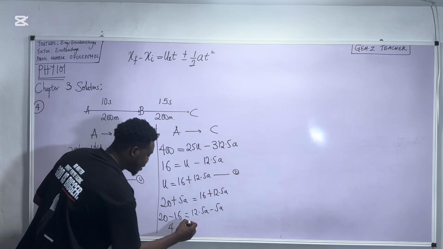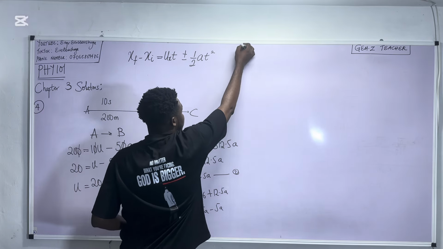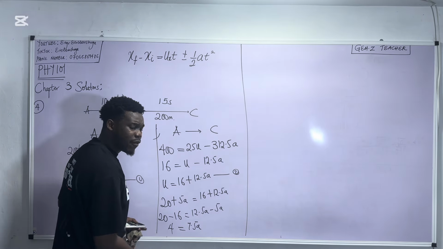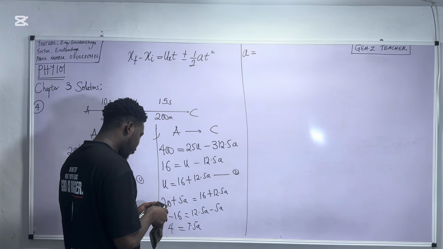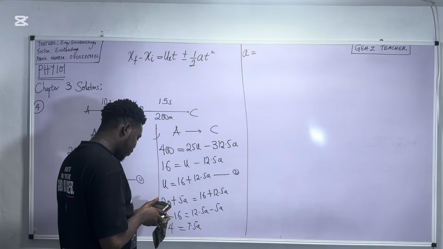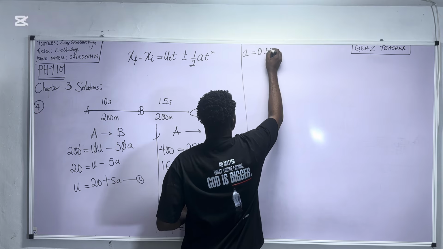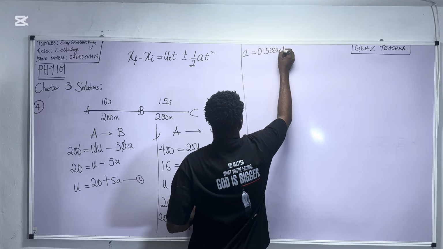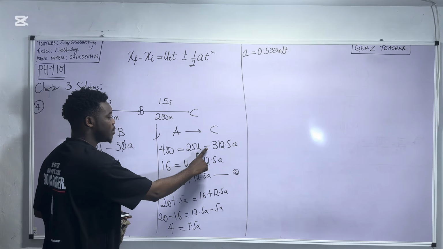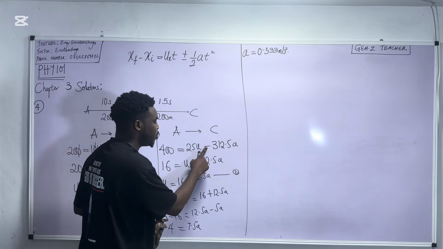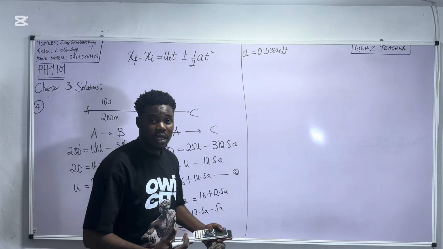That gives us 7.5a. How do we get a? We divide both sides by 7.5. So a becomes 4 divided by 7.5, and that should give us 0.533 meters per second squared. Remember, it is retardation because we applied minus while solving. If you had used plus to solve, you would get a negative answer that depicts retardation.